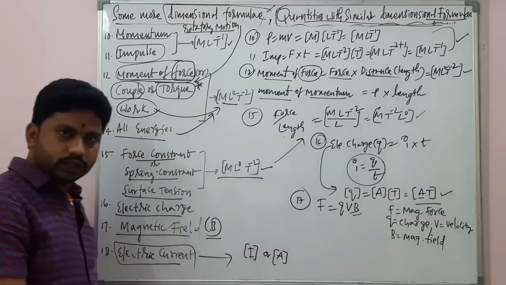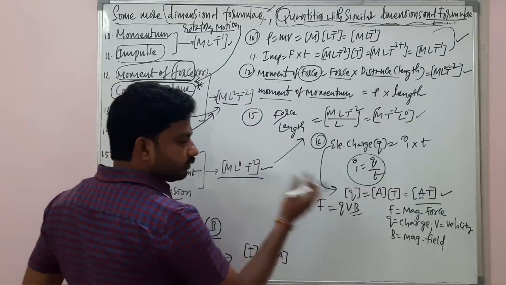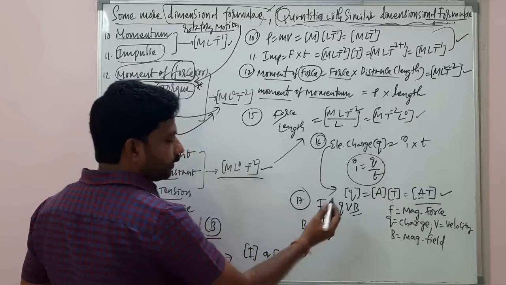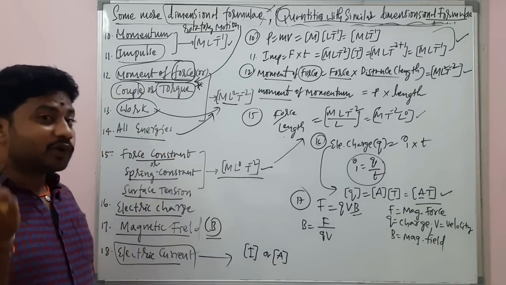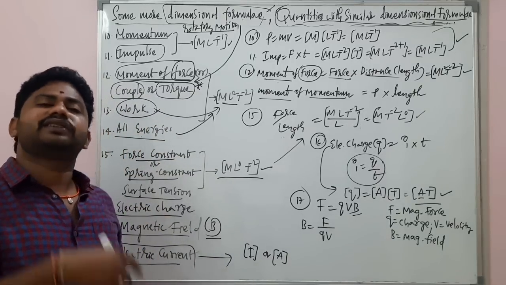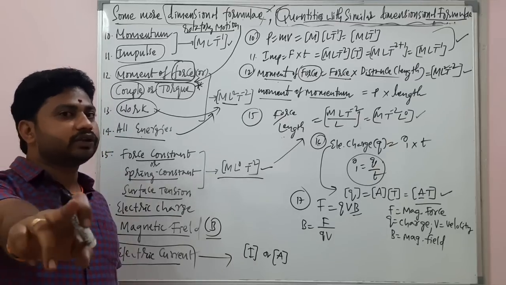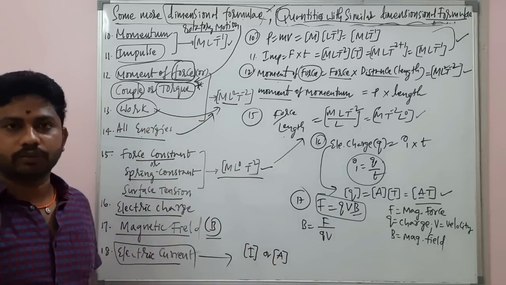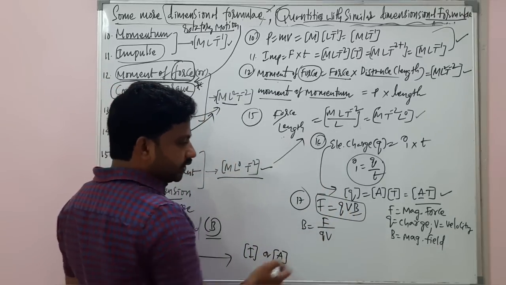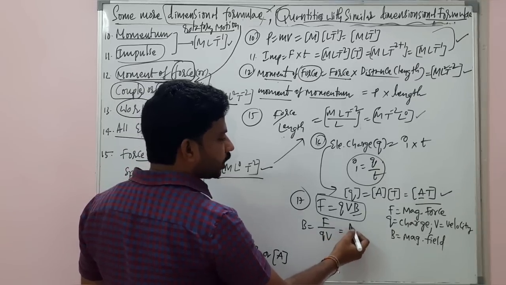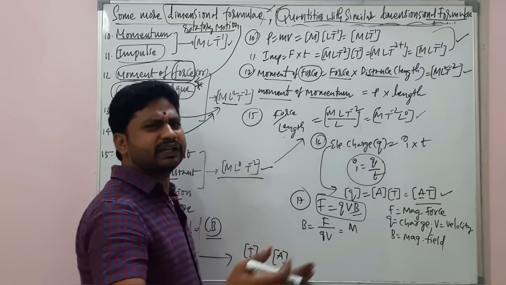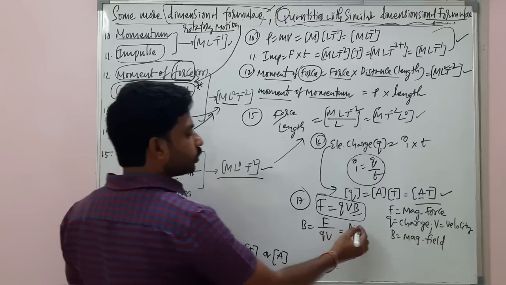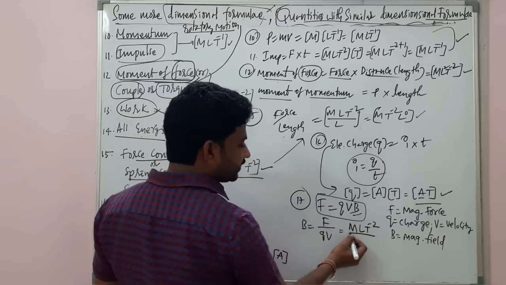Now from here what can you write? B is equal to F by QV. For example, if you could not recollect it from your 10th standard basics, learn it now, but we are not going deep. F is equal to QVB, that's the magnetic force formula, and B is equal to F by QV. What is the force dimension? Whatever the force, it may be electric force, magnetic force, any force you can consider, F is equal to MLT minus 2. That is the force dimension.